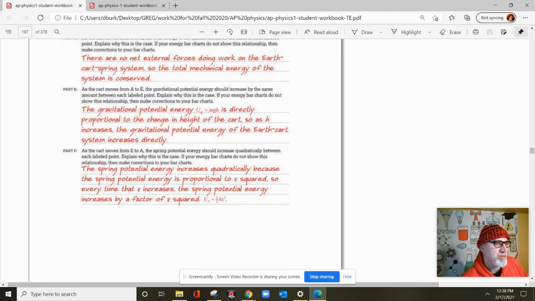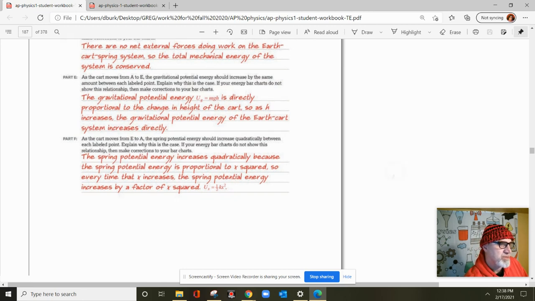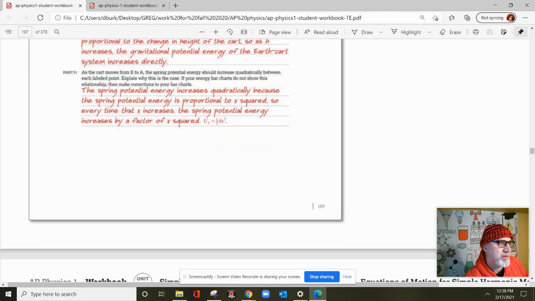The gravitational potential energy should increase by the same amount between each labeled point because the height increase is the same amount. The mass is the same. G is the same. We're going up in even height increments. And when it goes down, it should increase quadratically between each labeled point.